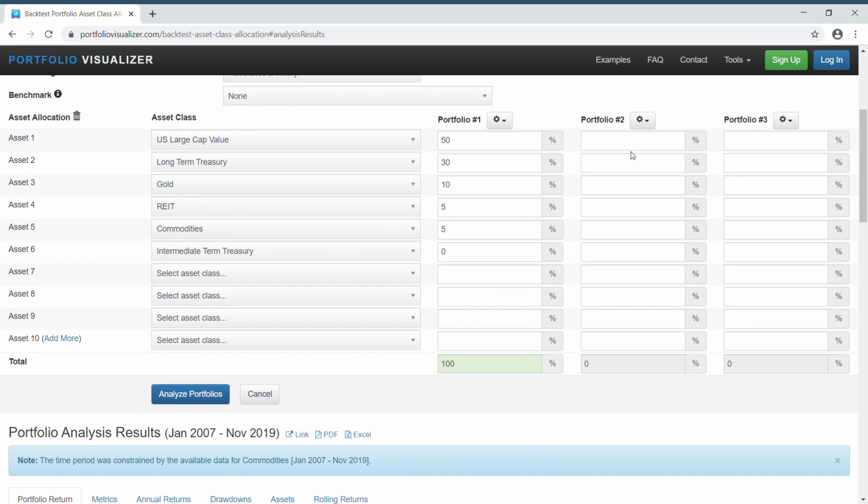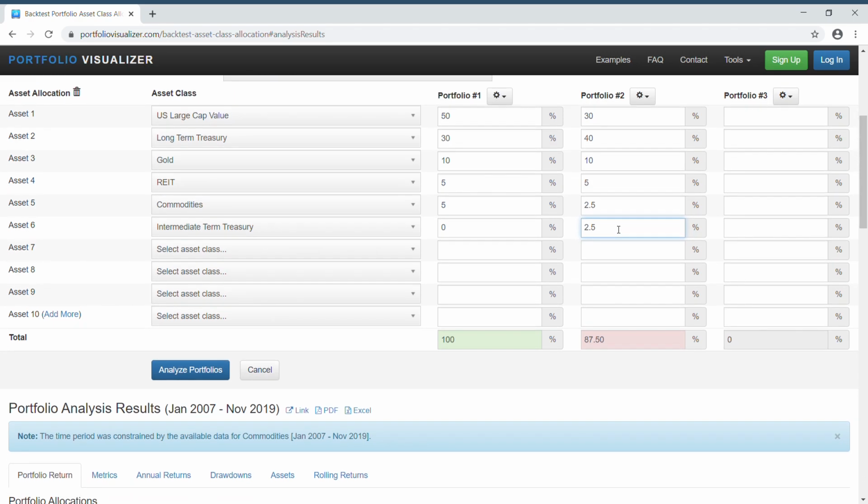So what you can do is you can compare it. You can go here and let's say we want to change it to 30 of stocks, 40 of long-term bonds, let's say 10 of gold, 5, and then we could do 2.5 and 2.5. It didn't add up. Okay, make it 20 of gold.